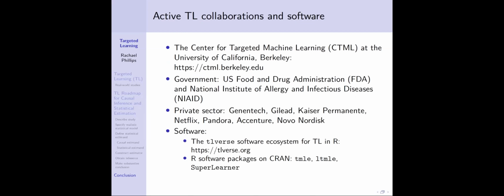So here are some active targeted learning collaborations and software. There was a recently developed research center for targeted machine learning at UC Berkeley, and this is the website to look more into that. Collaborations with government, the FDA, and the National Institute of Allergy and Infectious Diseases. Also, a lot of targeted learning is being applied in the private sector, from pharmaceutical companies to media companies like Netflix and Pandora, and healthcare as well.